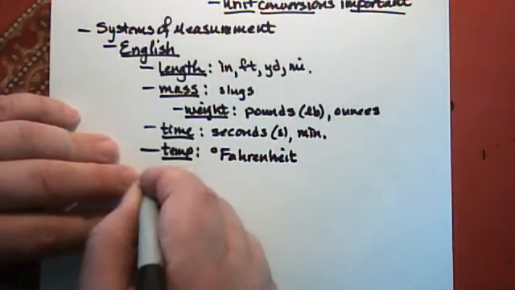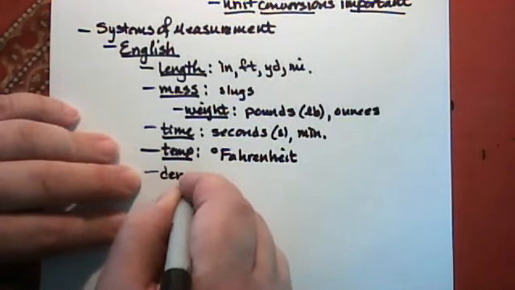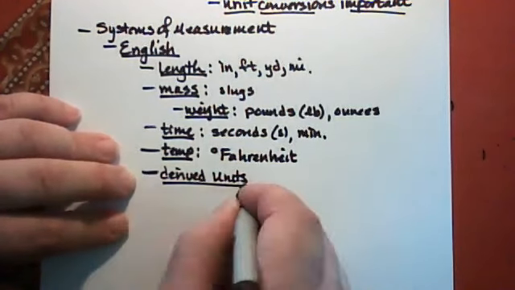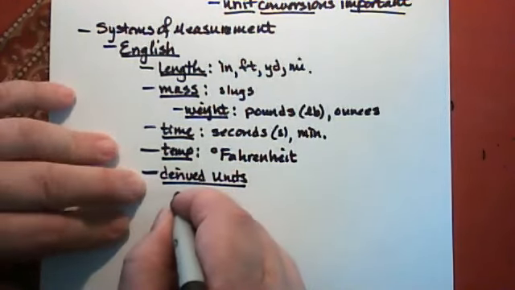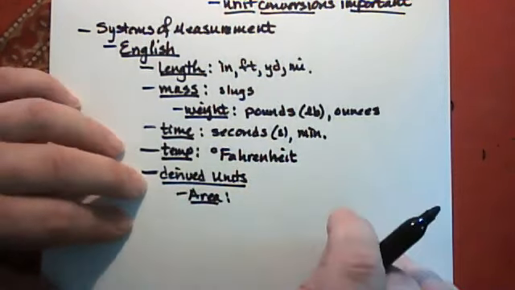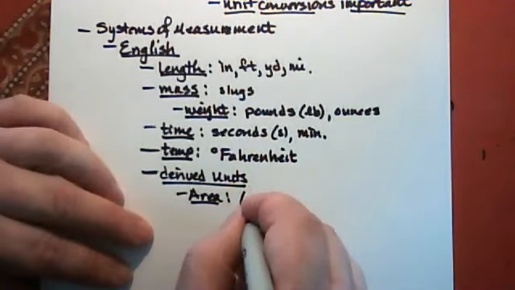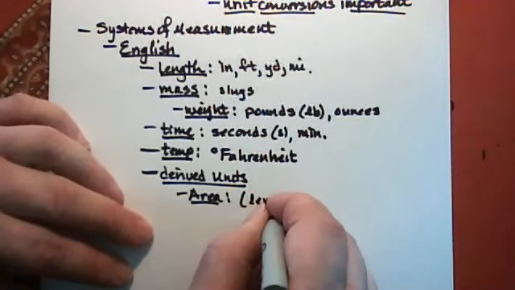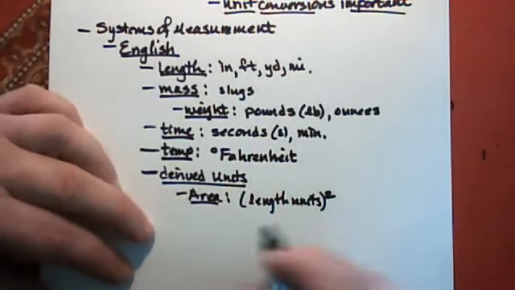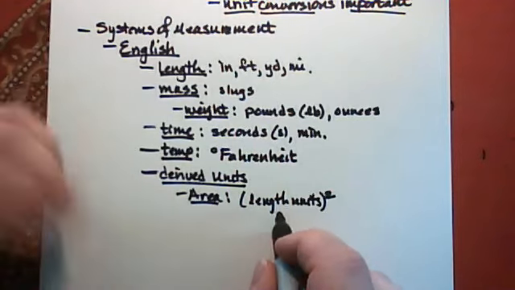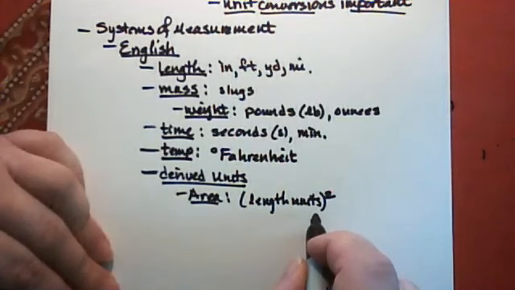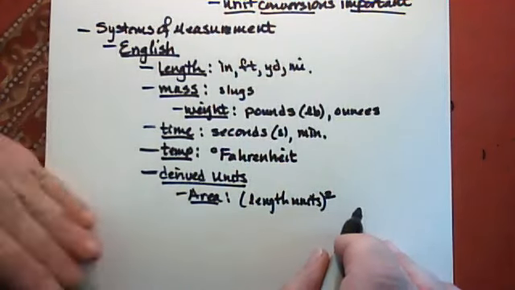And also there are derived units. That is, units that are obtained by combining other units. So we have things like area. Usually area is considered length units squared. So in the English system, that would be things like square inches, square feet, square miles, square yards. Those are all units of area because area is length times width.